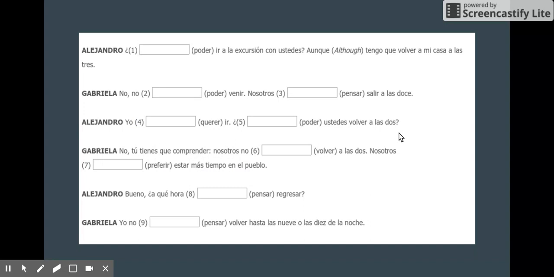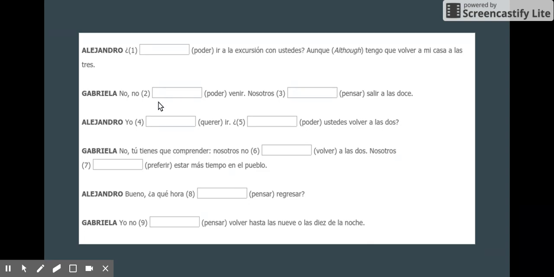Finally, for the homework, pretty straightforward. All you have to do is identify the subject and then change the verb depending on who it's conjugated to. In all these cases, they're all stem-changing verbs. So for the first one, poder ir a la excursión con ustedes. Alejandro is saying it, so the subject is yo, so it would be puedo. The O changes to a UE. And like I said, it's just a regular yo ending for an ER verb. The only thing that changes is O to UE, puedo.